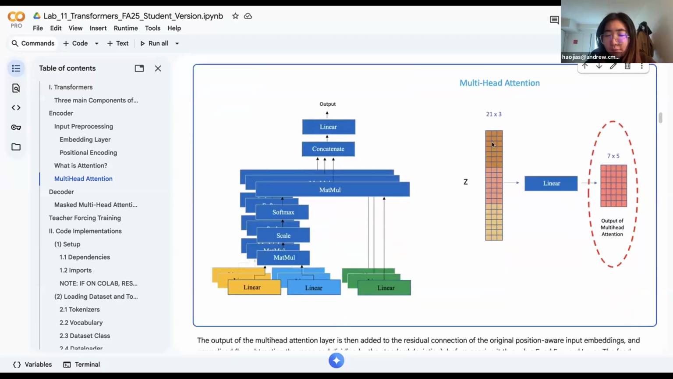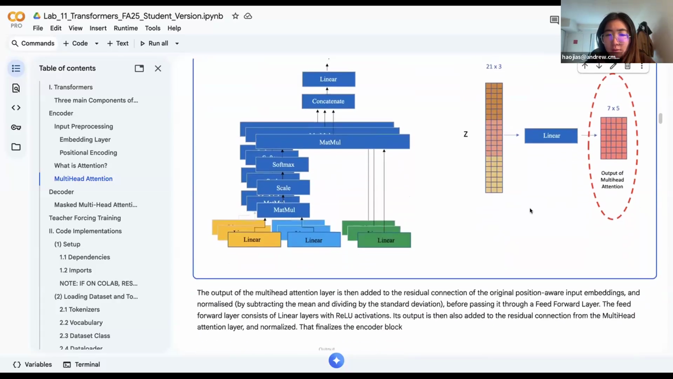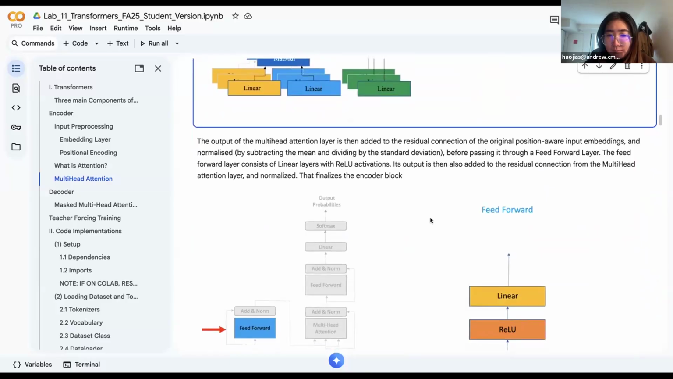So here, we have the outputs of the different attention heads, and then finally we concat them and go through a linear layer to map to the same space and get the final output of the multi-head attention.